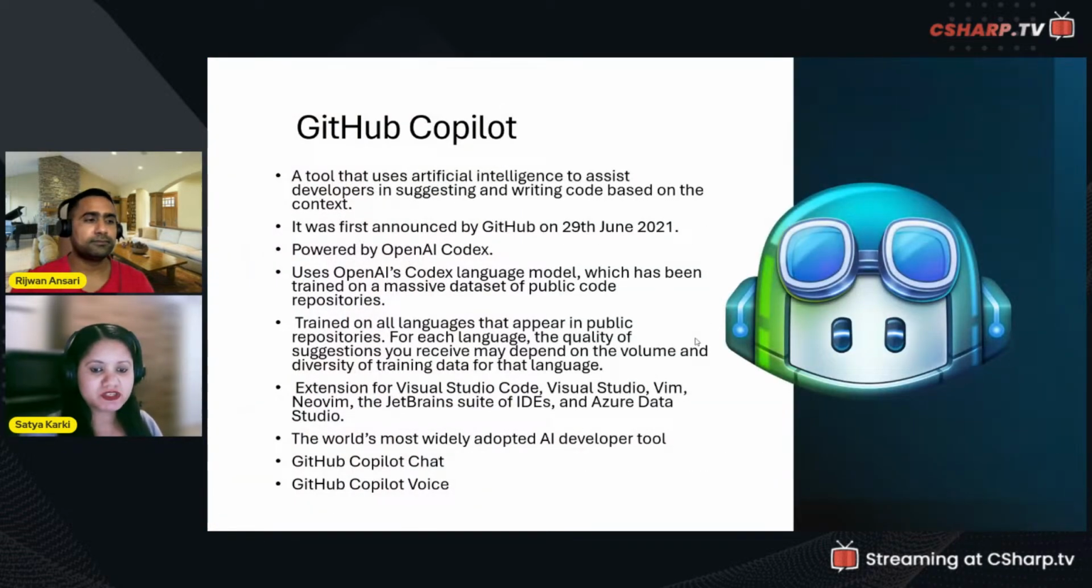GitHub Copilot is a tool that uses artificial intelligence to assist developers by suggesting and writing code based on the context. In the previous part of the episode, we have already covered what GitHub Copilot and Copilot Chat are, and their uses and features. If you have missed the first episode of this series, you can refer to the recording. So we will move on.